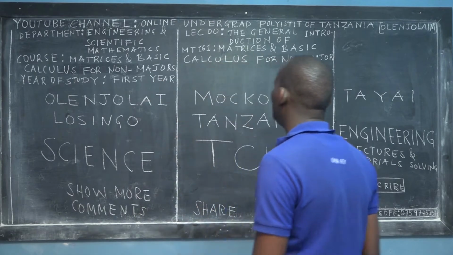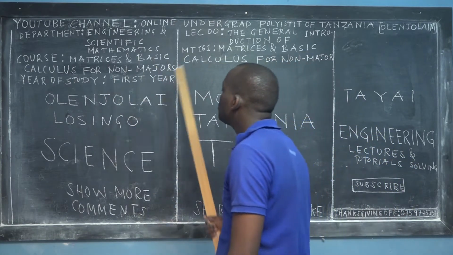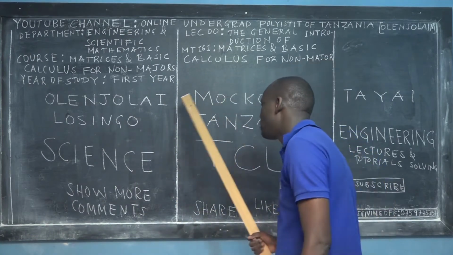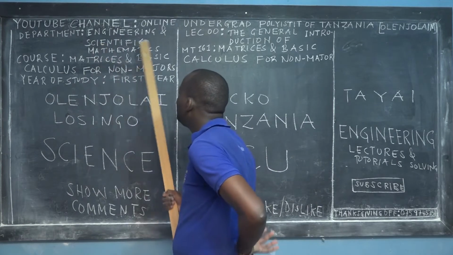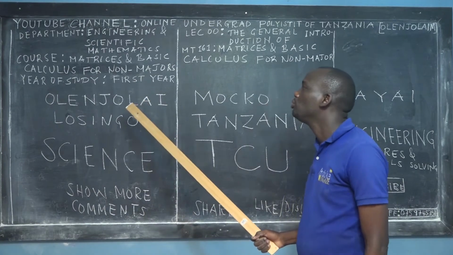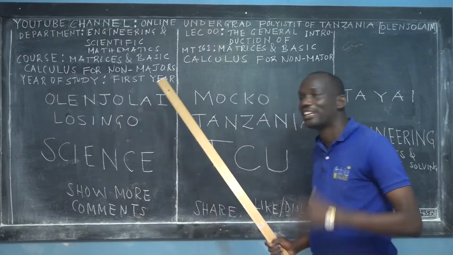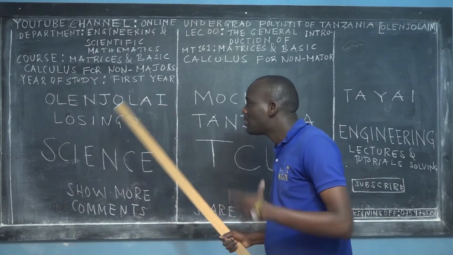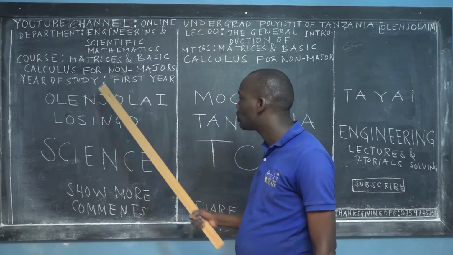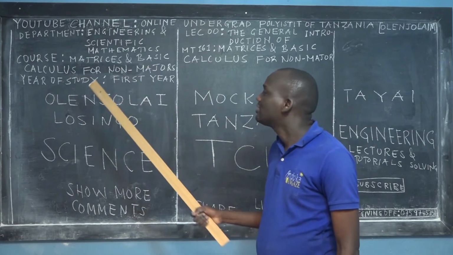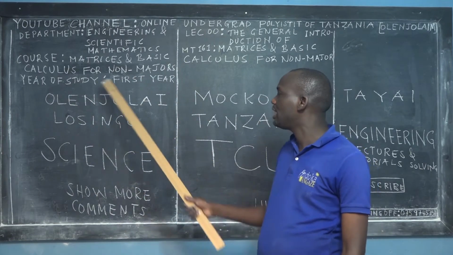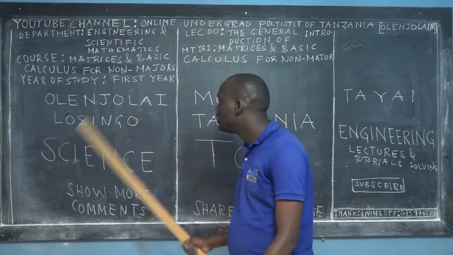So let us come back to today's video. In these online schools, we currently have 1 department, which is called Engineering and Scientific Mathematics. The course that I'm going to introduce to you is called Matrices and Basic Calculus for Non-Majors. When I've been visiting the prospectuses of some universities, they mention the same course for the first year, Engineering and Scientific Mathematics.